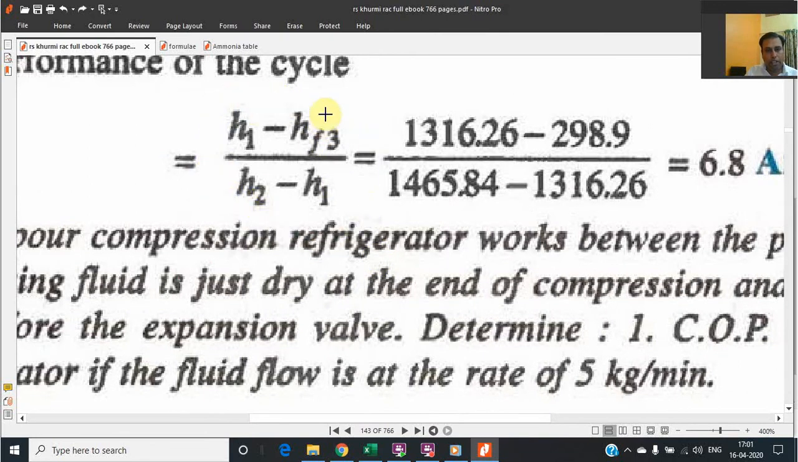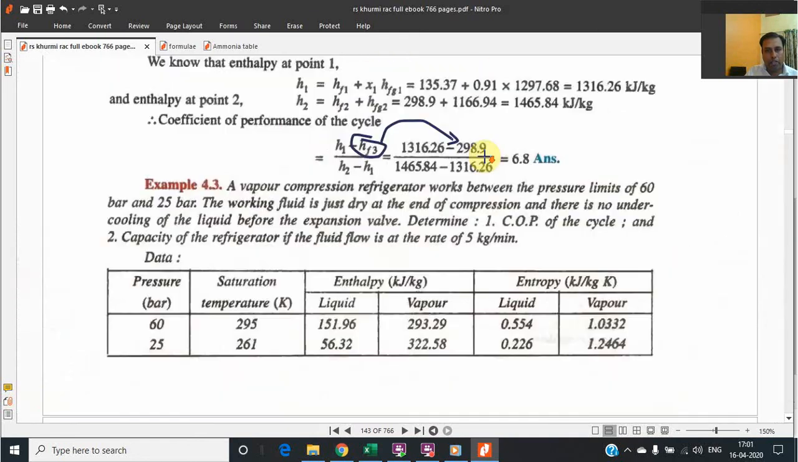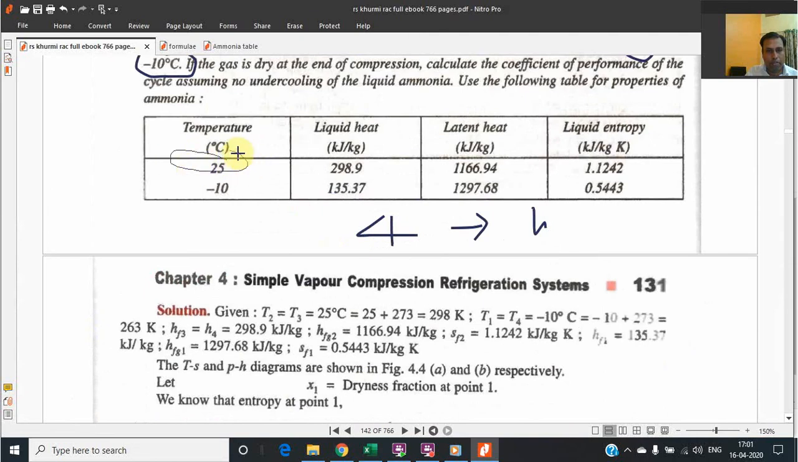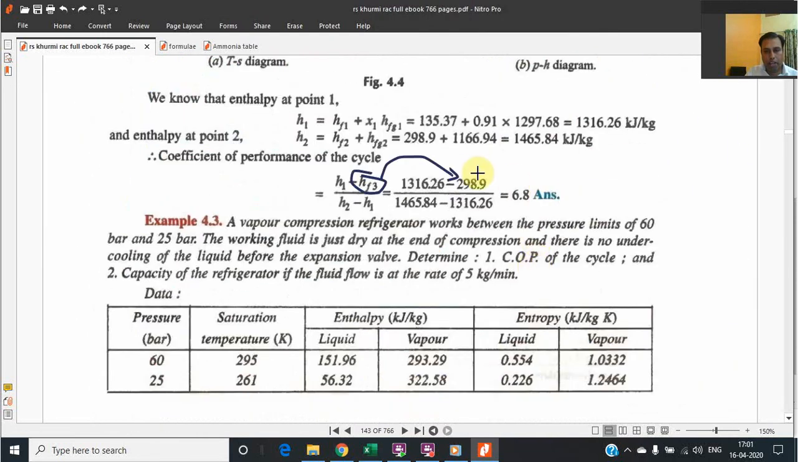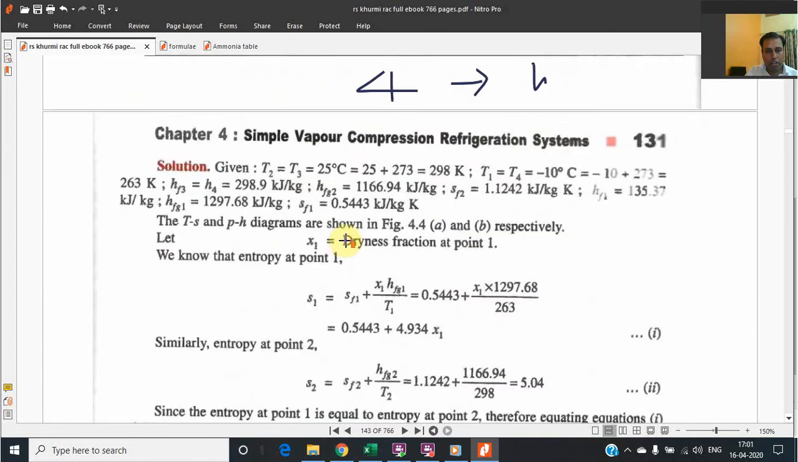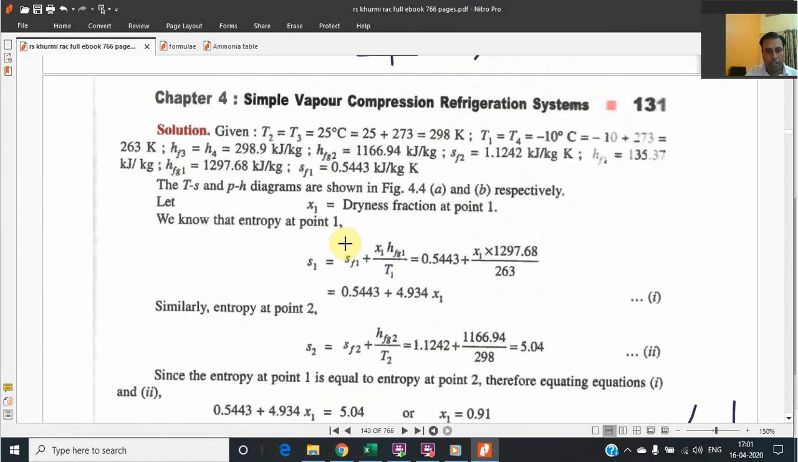Out of this, HF3 can be directly obtained. They have written 298. Whichever temperature or pressure is higher, that is 25. Directly note the liquid enthalpy at that. The liquid enthalpy at that is 298, so they have written 298. Now all the hard work is to be done for H2 and H1. Now we are going to do the hard work for H2 and H1.